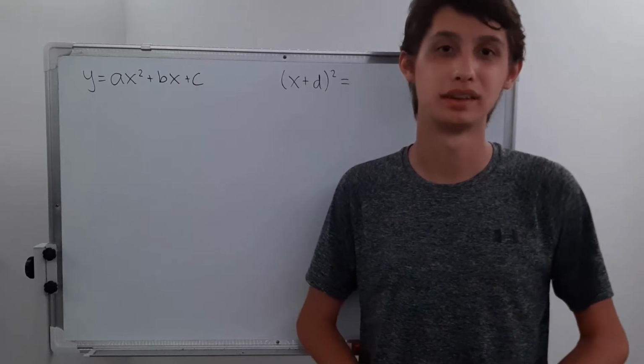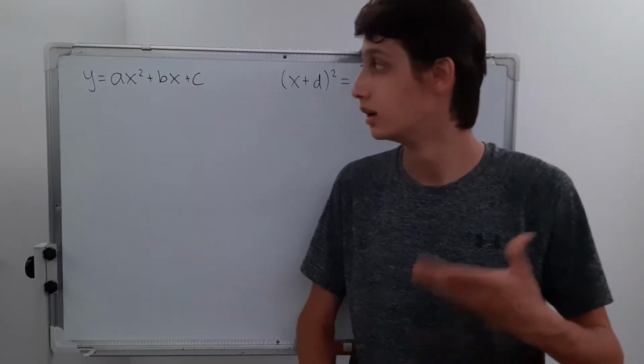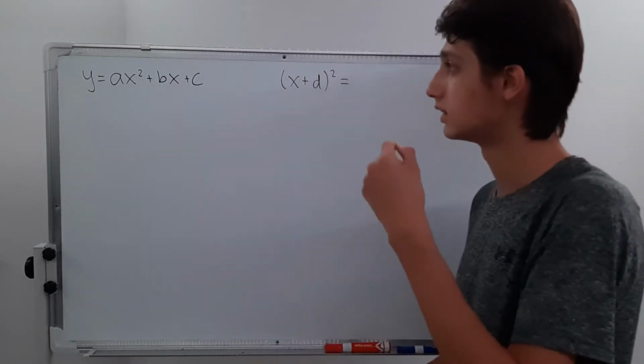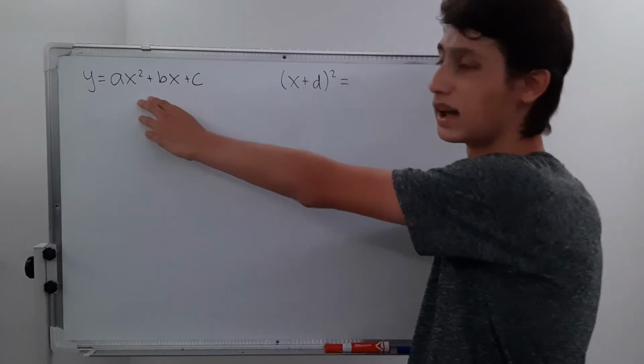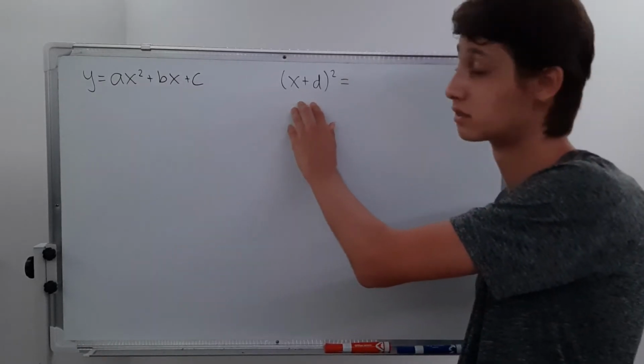Today I'm going to show you where that does come from, and I'm going to show you a lot of other things related to completing the square. So let's get straight into it. So why do we complete the square? Well, the point of it is to turn any quadratic equation into some form that's a modified perfect square.